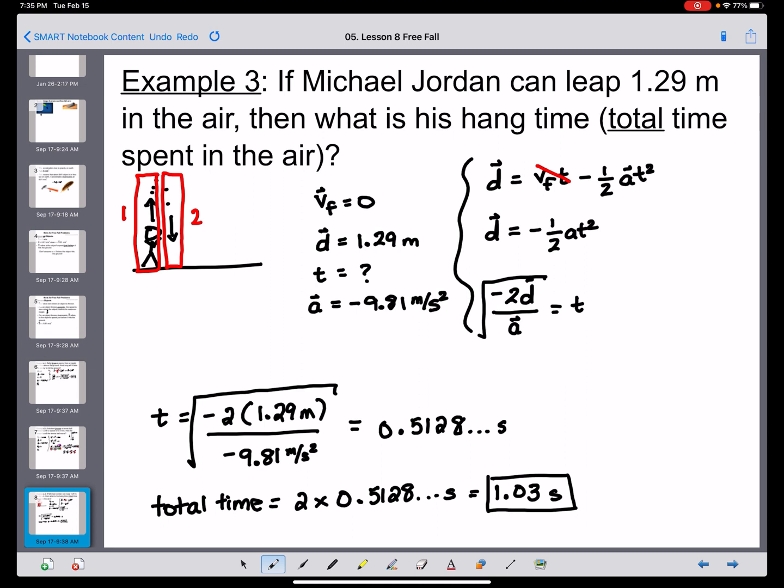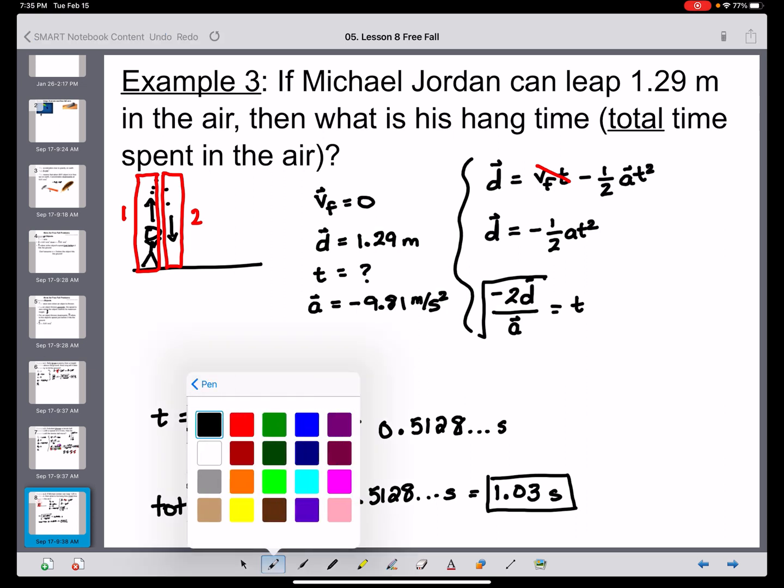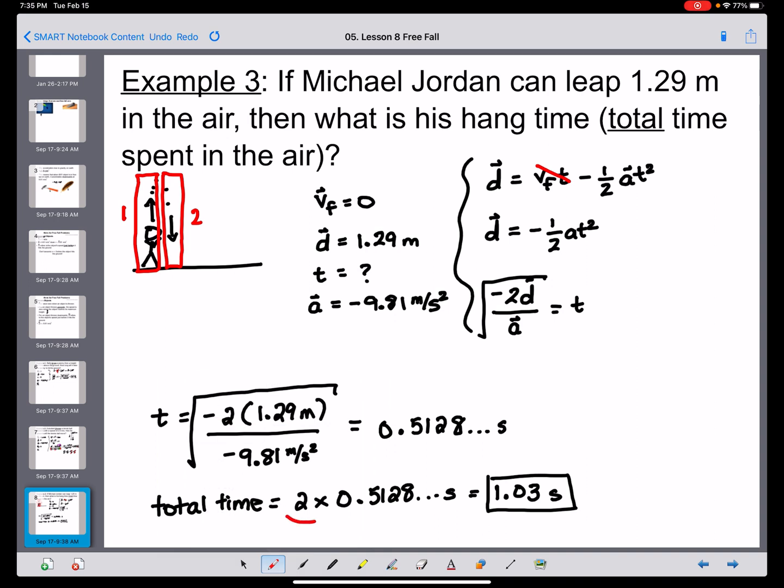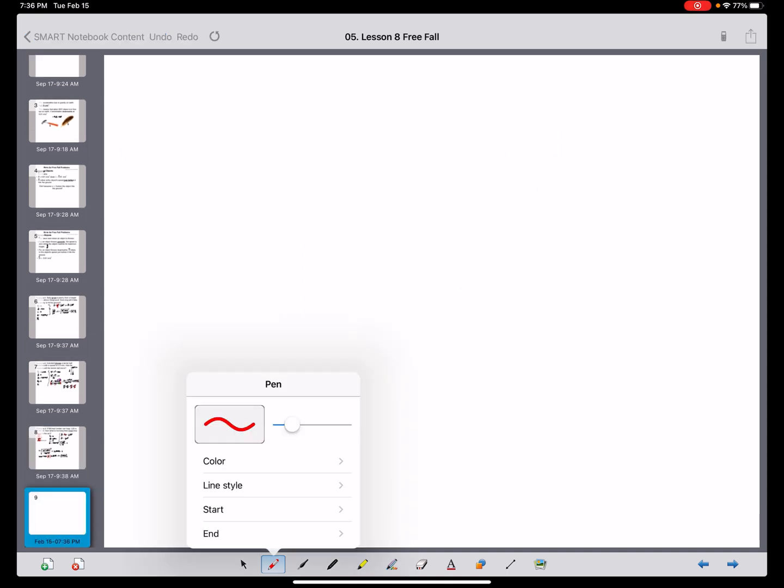So there we go. Now, by the way, you can only do this thing where you multiply by 2. So right here where I'm circling in red, you can only do that if it's a symmetrical situation. So by symmetrical, I mean in this question, Michael Jordan goes up 1.29 meters, and then he also comes down 1.29 meters. But what if you had a situation like this?